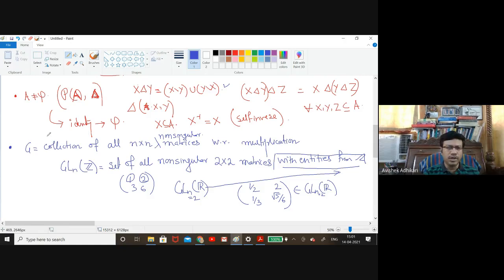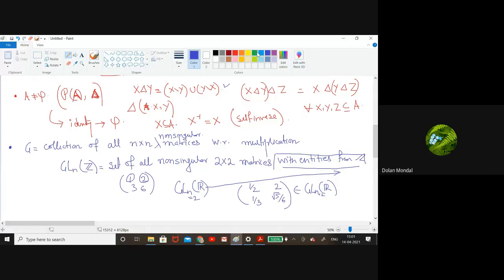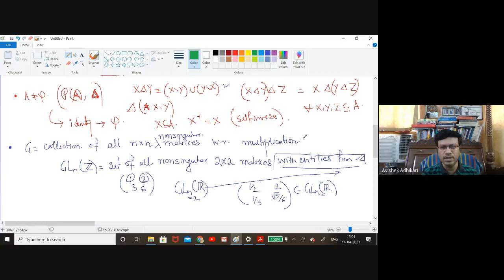So what you told, Dolon, was that one piece of information is missing. Now can you please tell me what information you want to include here? With entities from R. Yes. So multiplication with entries from R. So why have you not chosen Z?